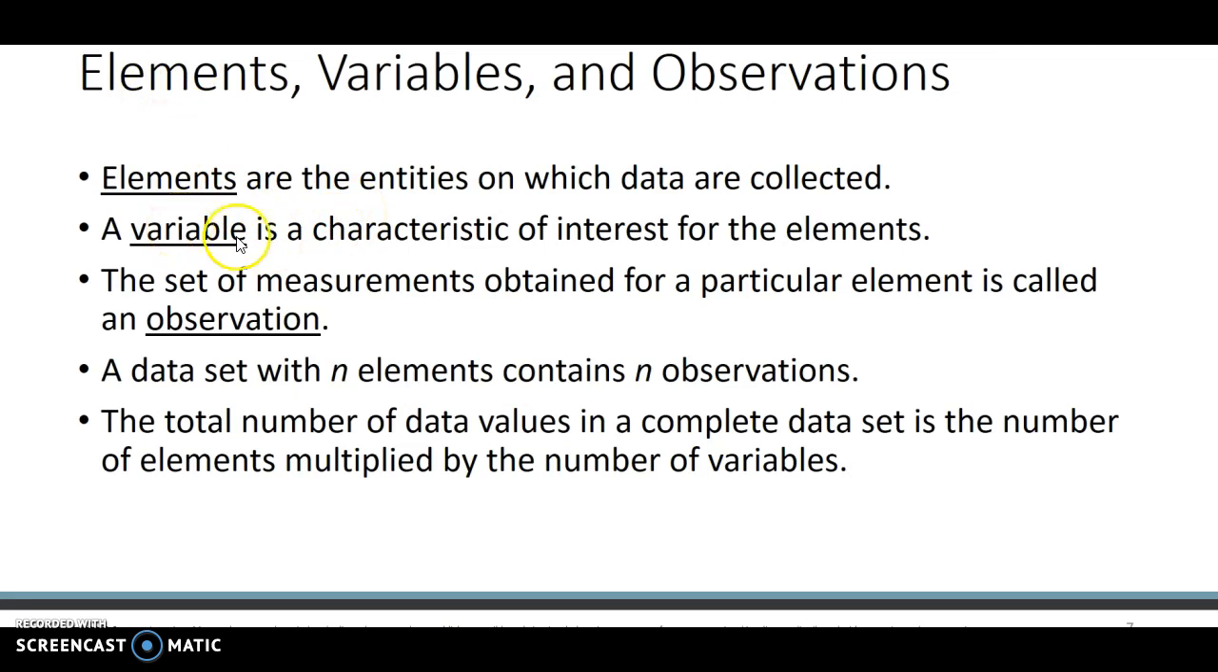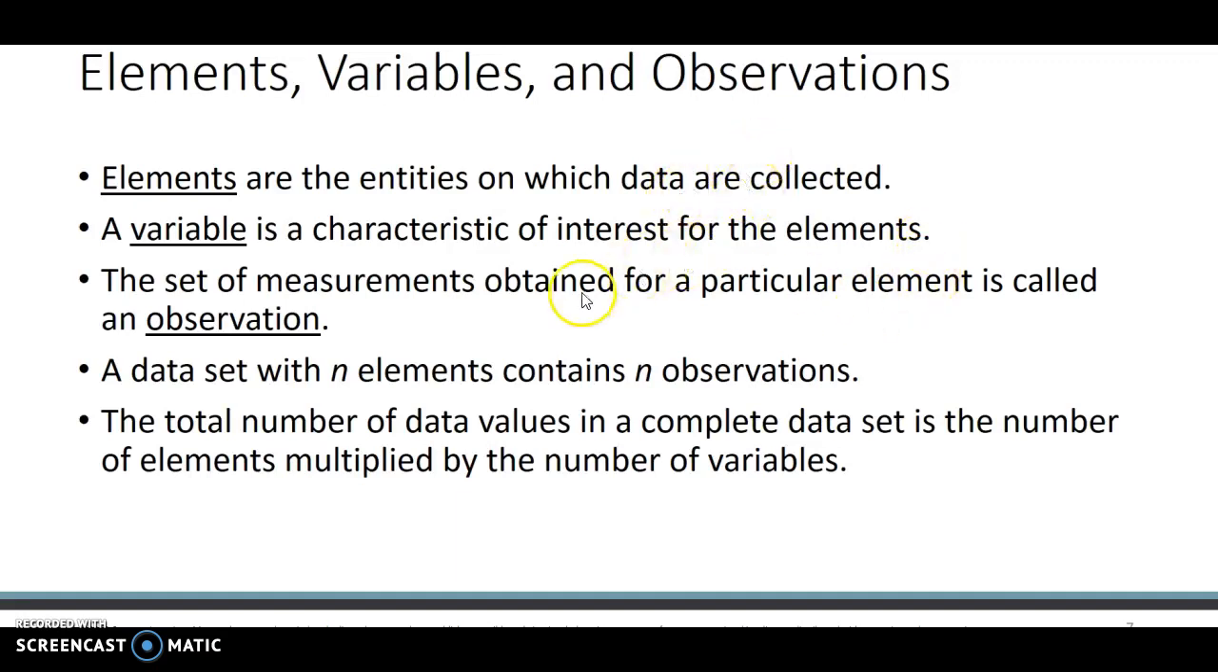Elements are the entities on which data are collected. A variable is a characteristic of interest for the elements. A variable is simply something that can take on a number of different values. Height in the class can take on different values. Some people could be shorter, some people could be taller. All of those different possible heights would be values that the variable height can take on.